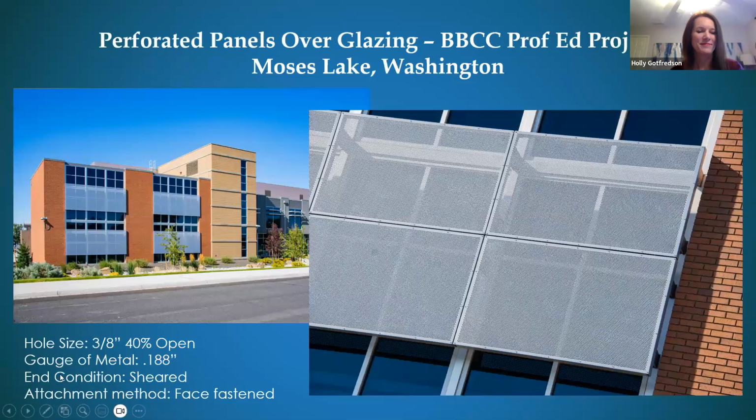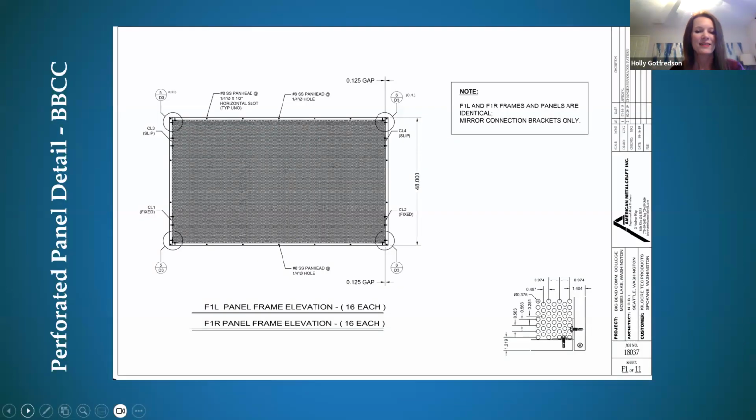Yep, great, thank you. So this is another example of perforated panels over glazing. This looks a little bit different. It's a little bit further out from the glass. It is a sheared edge condition. The hole size is a little bit smaller. It's 3/8 of an inch and it's 40% open. This was on an educational building out in Moses Lake, Washington. And here are some details of that.